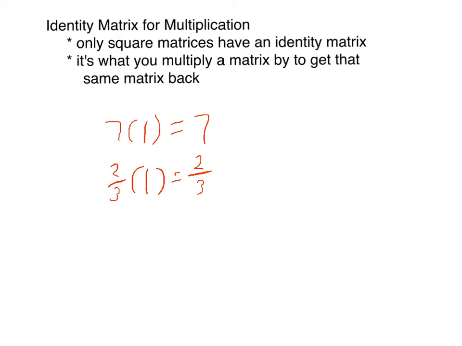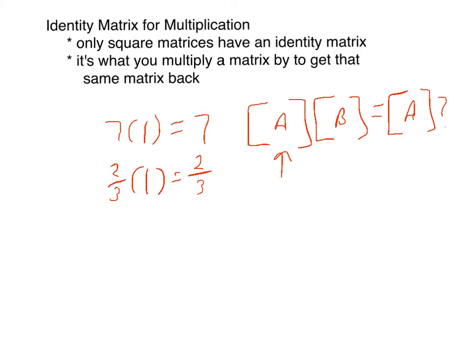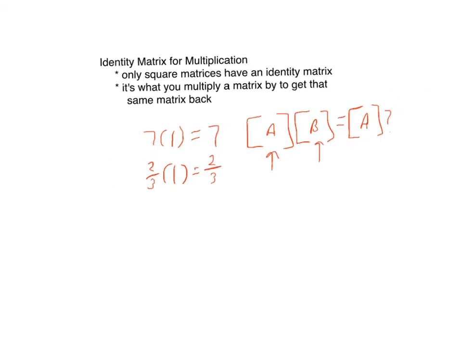The same thing with matrices. If I take 2 matrices called A and B, what do I multiply matrix A by to get matrix A back? Okay. In this case, I called it B, so B would be the identity matrix. Same logic.